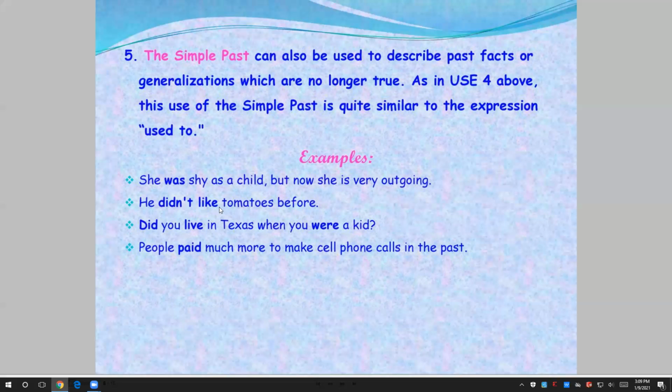The other example can be, he didn't like tomatoes before. Did you live in Texas when you were a kid? People paid much more to make cell phone calls in the past. So the fifth usage of the simple past is that it is used to describe past facts or generalizations which are no longer true now.